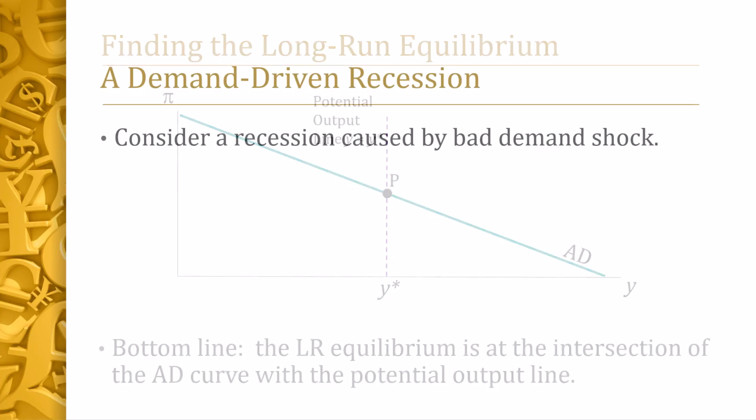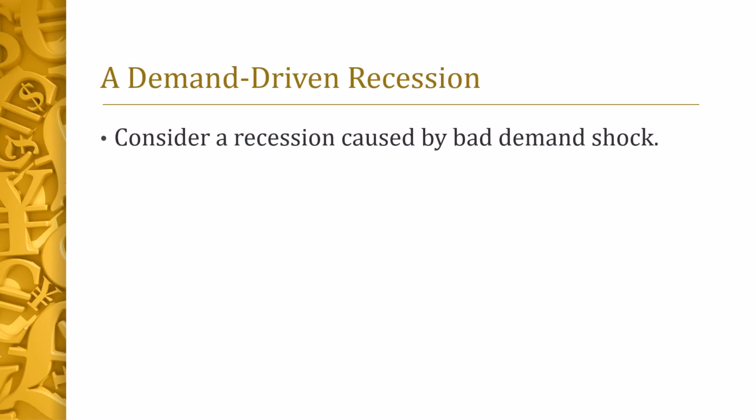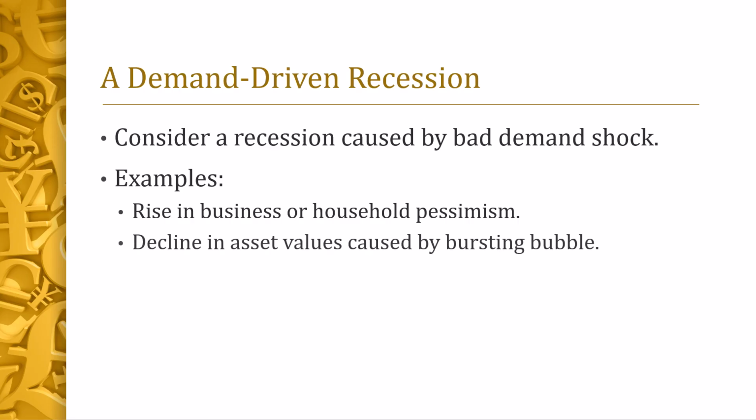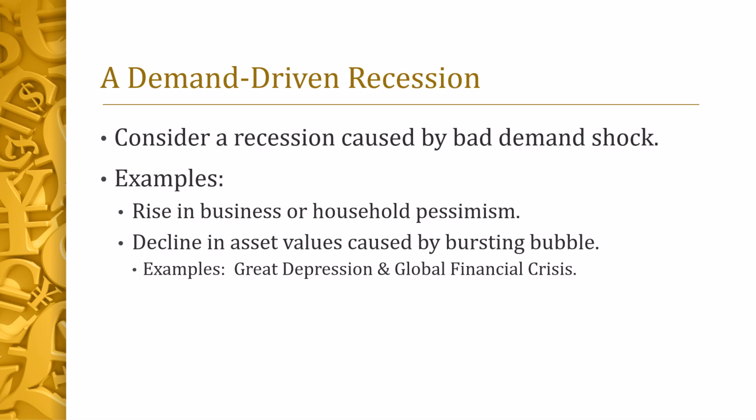We now illustrate the power of the AD-AS model by applying it to the most common type of recession, one that results from a bad demand shock. There are three main examples of such a shock. The first is a rise in pessimism among firms or households. The second is a large fall in asset values caused by a bursting property or stock market bubble. Two such examples are the 1929 stock market crash, which caused the Great Depression, and the bursting of a real estate bubble in the mid-2000s, which caused the global financial crisis.